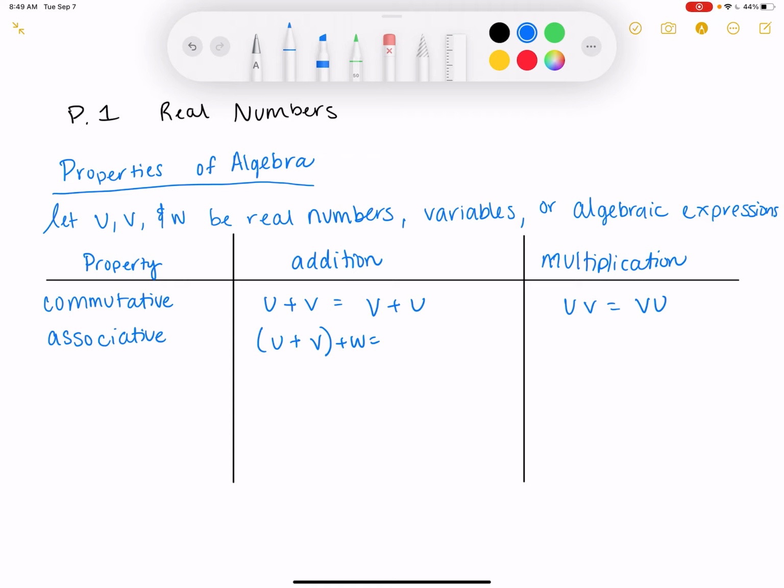So then, let's see this one. U plus V plus W is equal to U plus V plus W. And of course, all my letters are going to look basically the same because, you know, it's just where we're at.